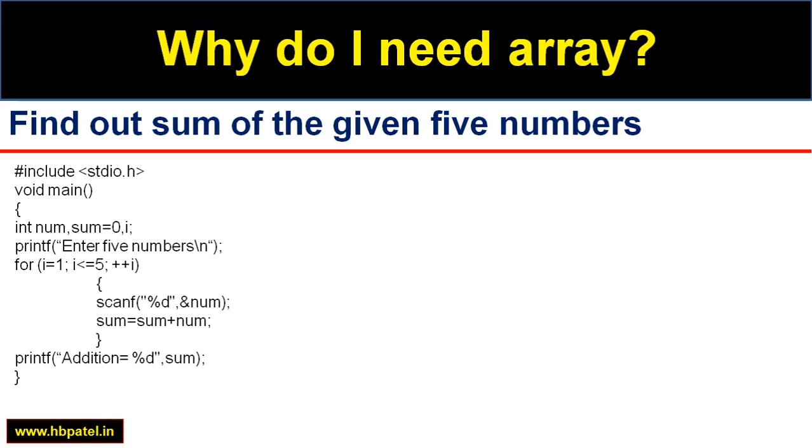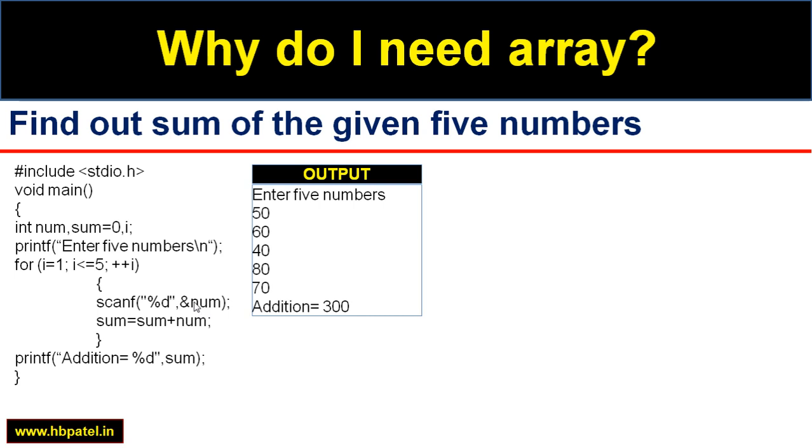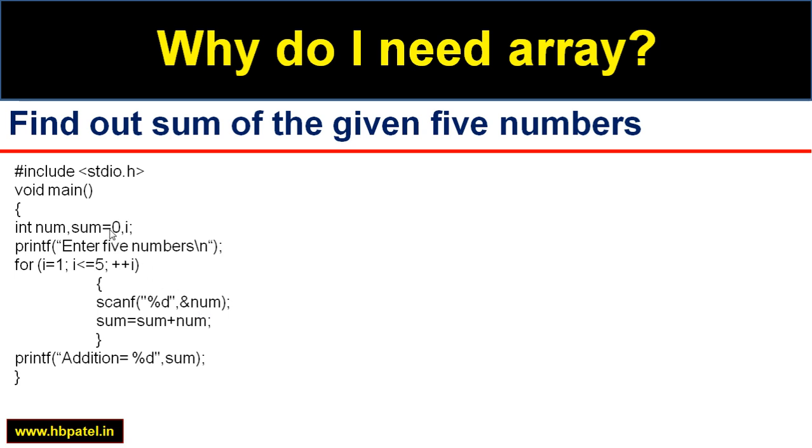This example we have already seen in our previous videos on loops. This is an example of reading 5 different numbers and adding them. We have a simple variable num in which we are going to read all these numbers, and sum will be holding the final summation. I am repeating the loop 5 times: i equal to 1, i equal to 2, i equal to 3, i equal to 4, i equal to 5. Five times I am reading different numbers, which are added into sum, and after repeating this 5 times, the final answer will be displayed.